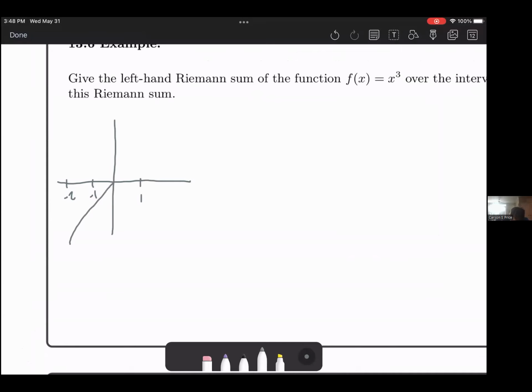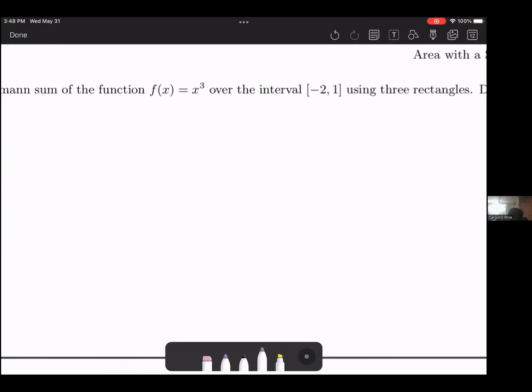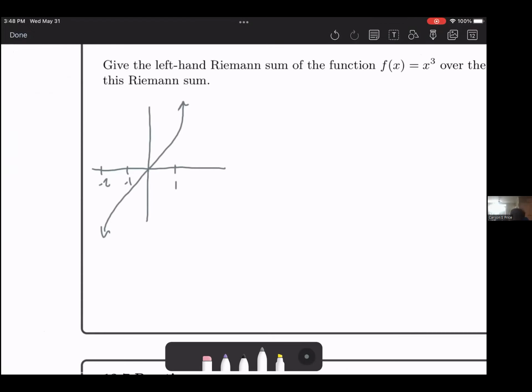It has that general shape. And we want the Riemann sum using 3 rectangles. So how big do I need to make each rectangle? 1 minus a -2, 3 rectangles. So 1 minus a -2, that's 1 plus 2, that's 3. Oh, 3 over 3 gives me a 1. So each rectangle is going to be a width of 1.